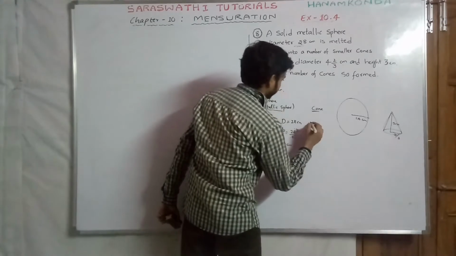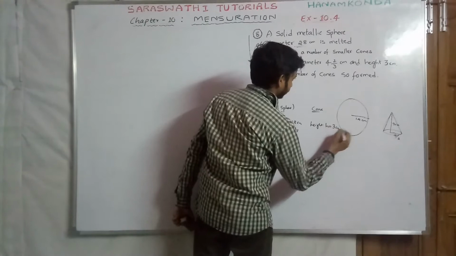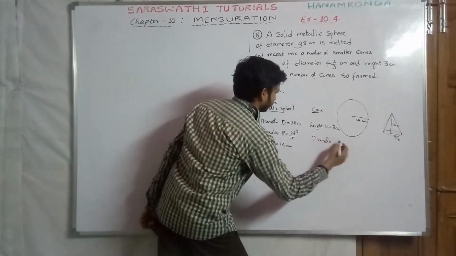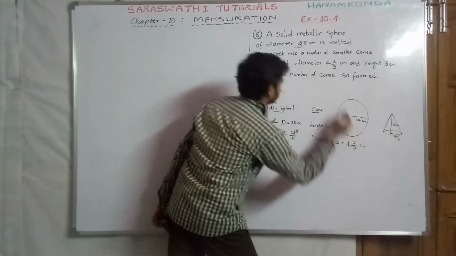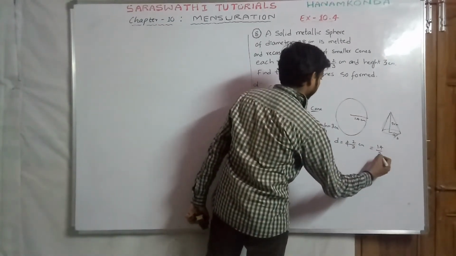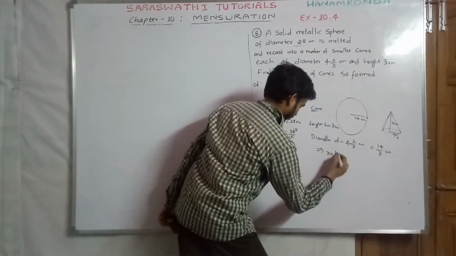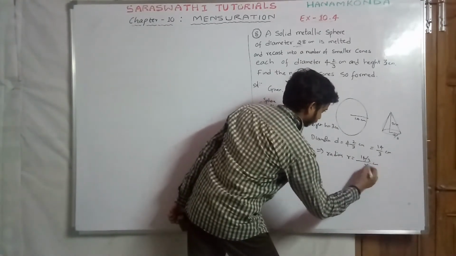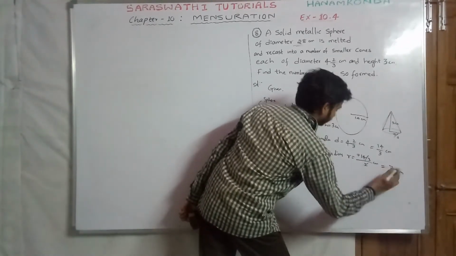For the cone, the height h is 3 centimeters, and the diameter d is 4 2/3 centimeters, that is 14/3 centimeters. It implies the radius r is 14/3 by 2, which is 7/3 centimeters, the radius of the cone.